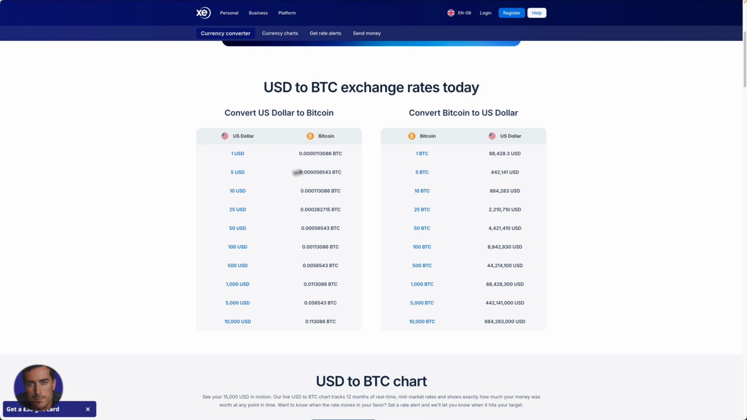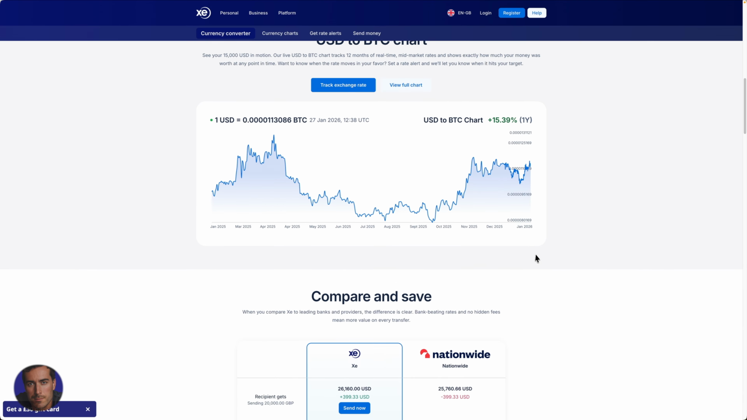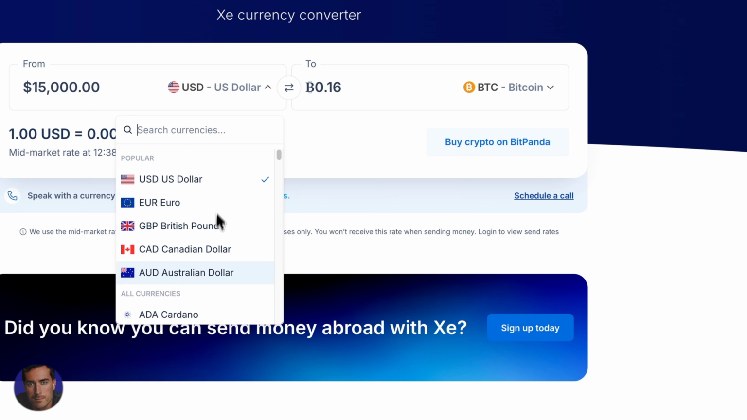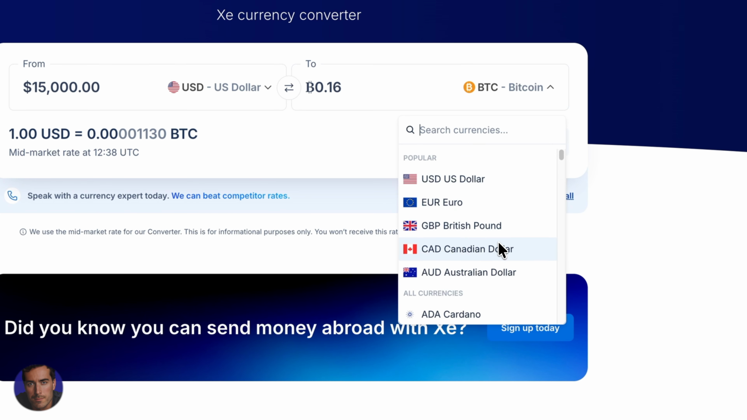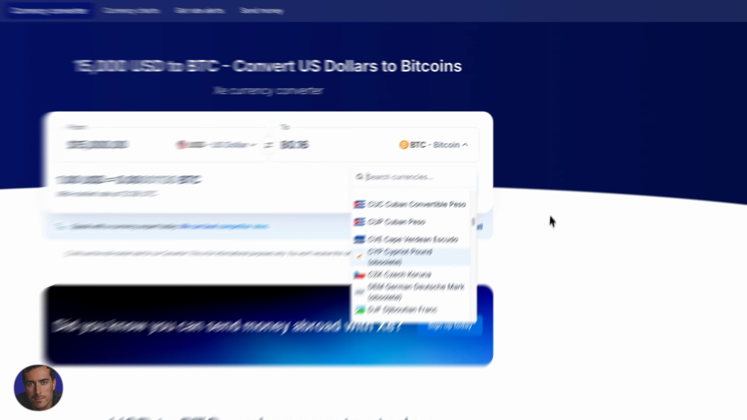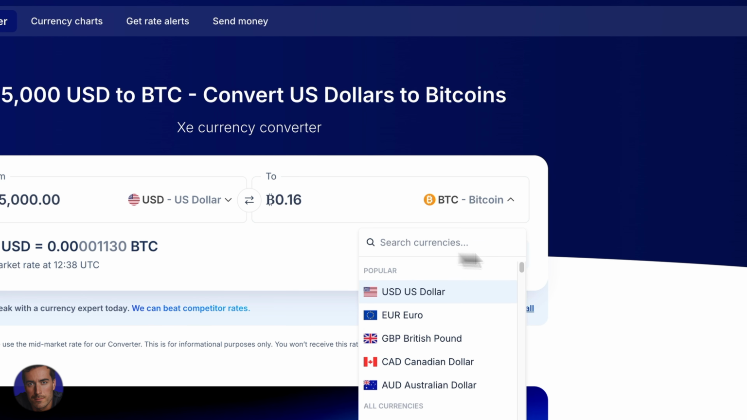They also have this handy conversion table right here and a chart as well at the bottom, which you can see right here. You can do different currencies as well right here, and different cryptocurrencies as well over on this side. It actually starts with the currencies right there, but you can narrow it down with the search bar right there.